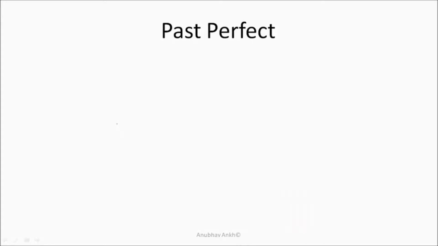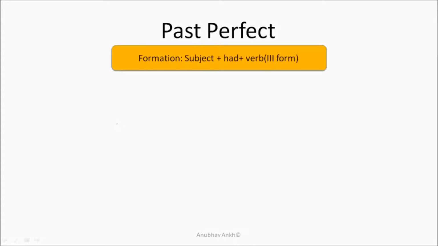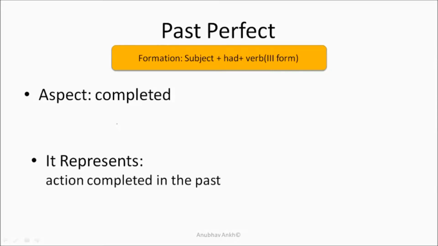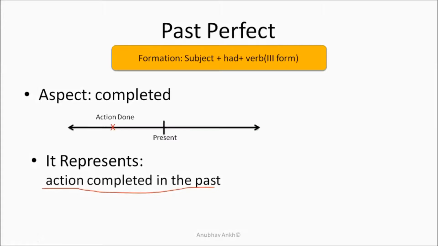What is past perfect? The formation of the sentence is subject plus had plus third form of the verb. Now let's see the aspect. Obviously completed. What does it represent? It represents action completed in the past. Now see, this is something. Action completed in the past. Clear?